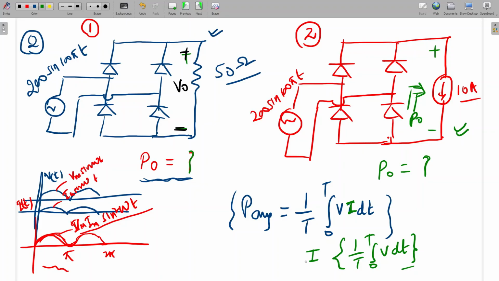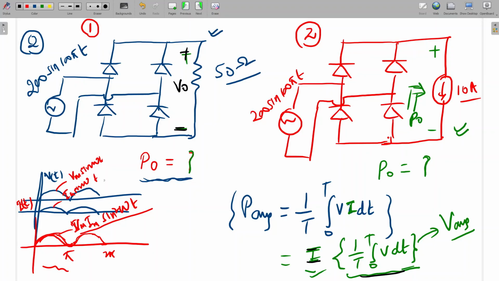So what is the average output power? Average output power is equal to this 10 ampere current into 1 by T, 0 to T, V dt, the average of the voltage, V average. This is the average formula. So we can take the average value when either one of these is constant; that we take outside, and the other will be averaged.